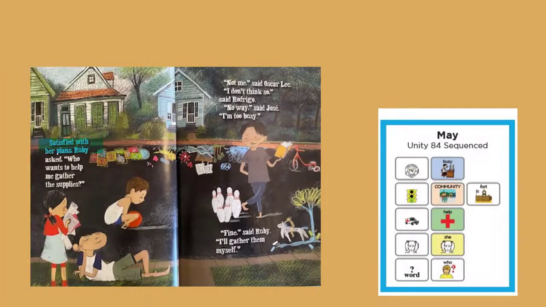Satisfied with her plans, Ruby asked, "Who wants to help me gather the supplies?" "Not me," said Oscar Lee. "I don't think so," said Rodrigo. "No way," said Jose. "I'm too busy." "Fine," said Ruby. "I'll gather them myself."